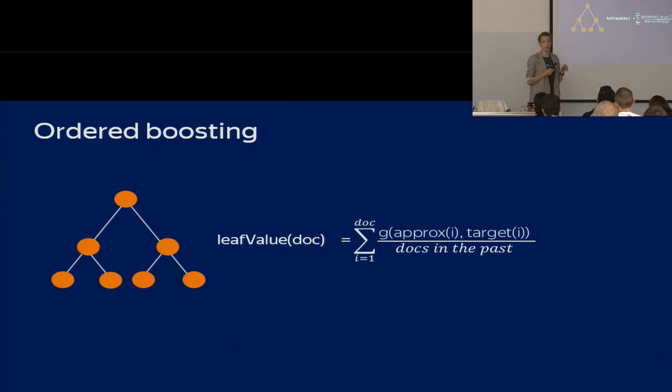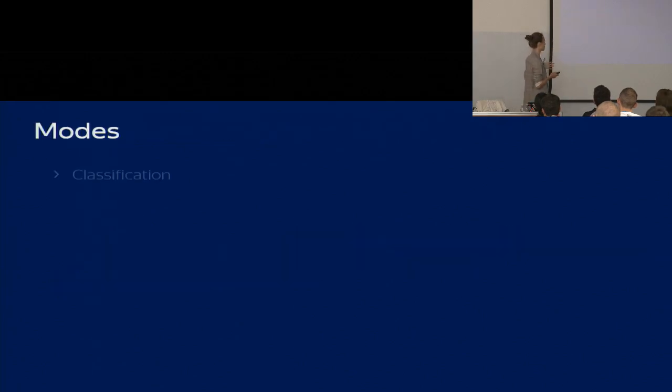To make the estimate unbiased, we use something called ordered boosting. Here, for each object, to estimate the gradient, we only use the objects before this one in the permutation. This helps to overcome overfitting and helps the model give better quality. So those were the main algorithmic details in CatBoost that are different from other libraries and give boosting quality.